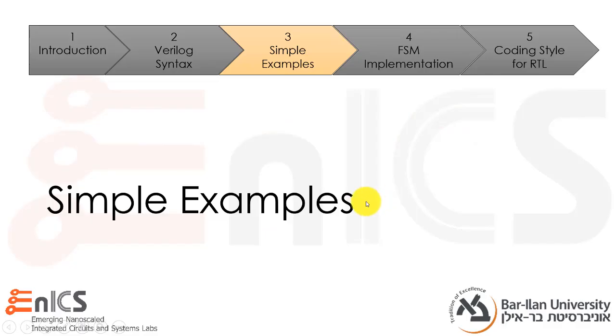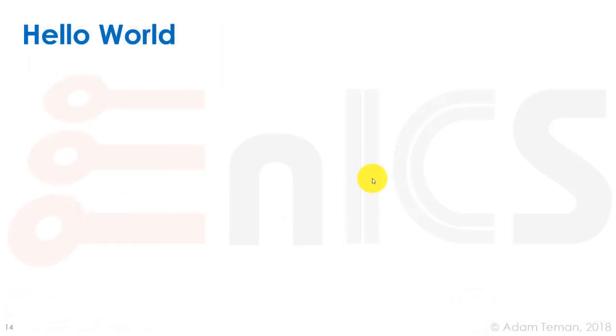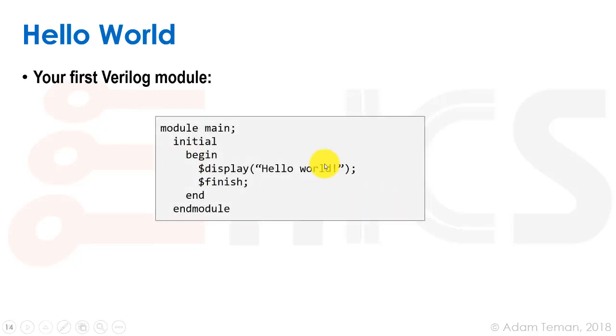So now we'll go through a few simple examples of how to write some Verilog code. Every programming language has to start with hello world, so let's write our first Verilog module. This is a complete Verilog program. It doesn't do anything, but we have to show it anyway. So module, and we called it main. And then there's an endmodule that goes with the main module.